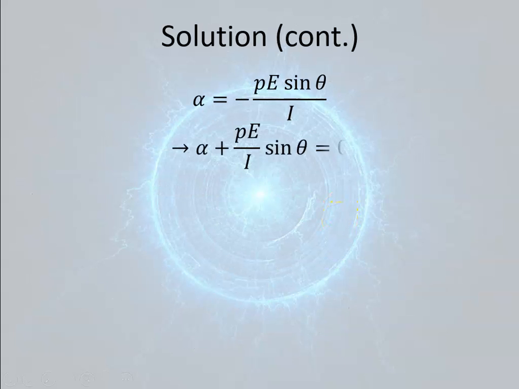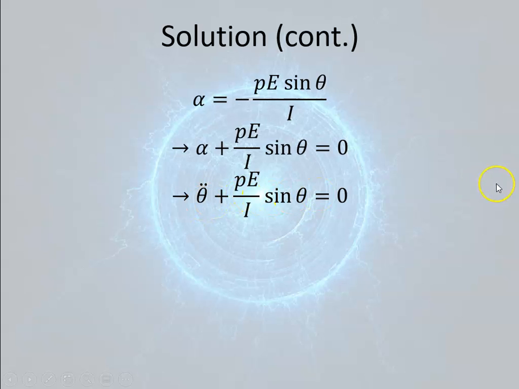So there's the magnitude of the angular acceleration. Or, writing it like this, alpha plus PE sine theta over I is equal to 0. I just moved all my terms to one side. Well, alpha is the second time derivative of the angle. In other words, alpha is d omega dt, and omega is d theta dt. So a common shorthand is that a time derivative of a variable is denoted by putting a dot above that variable. So alpha is the second time derivative of the angle theta.